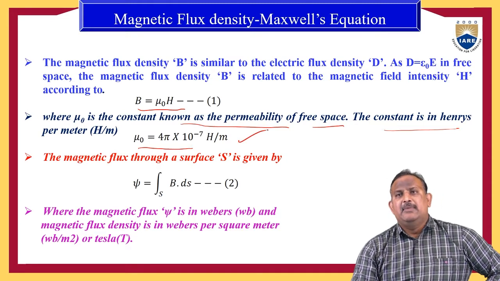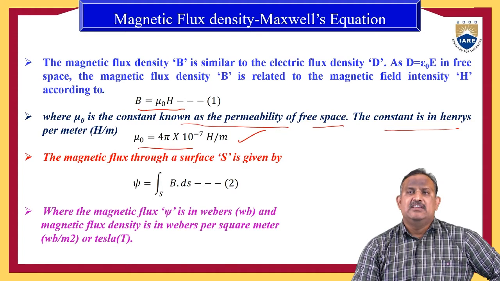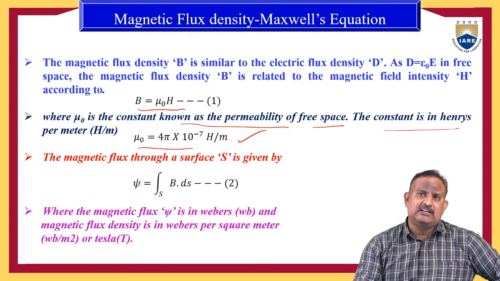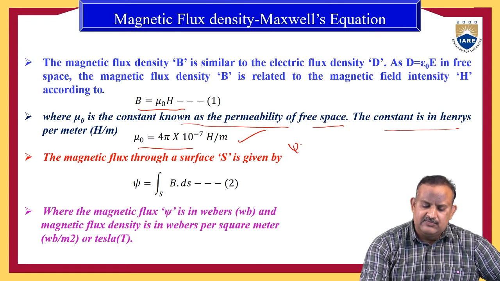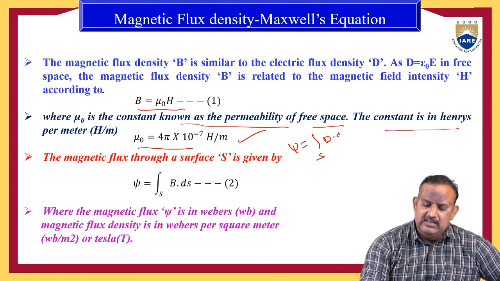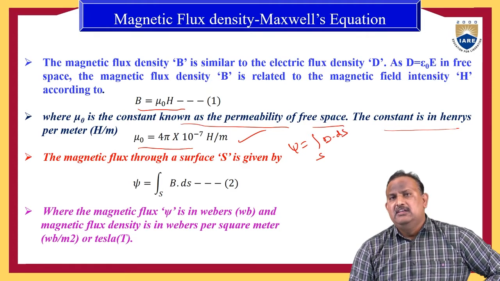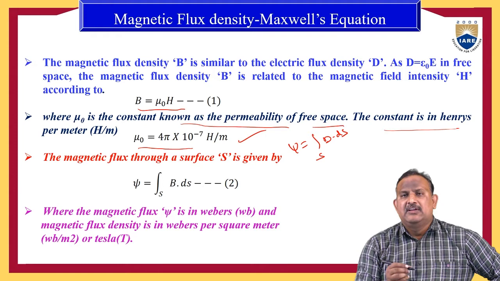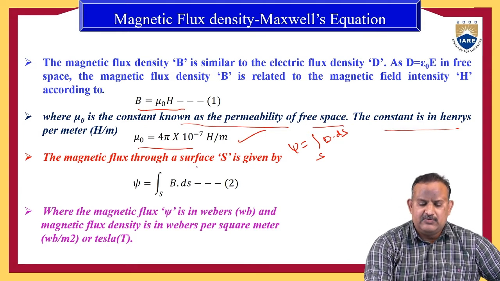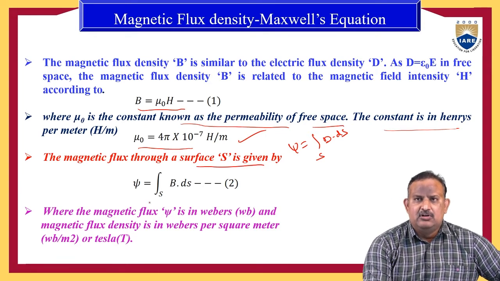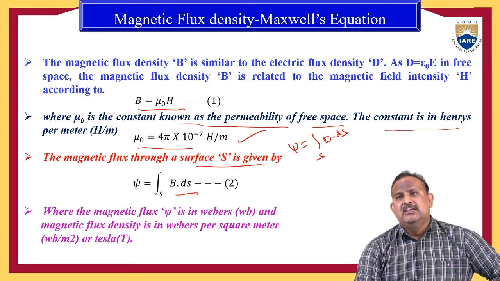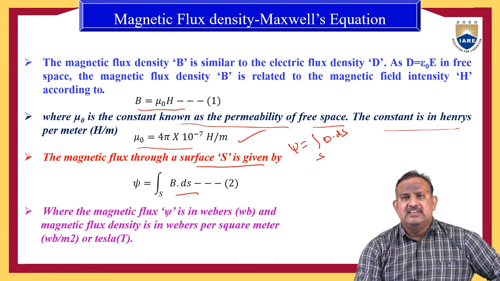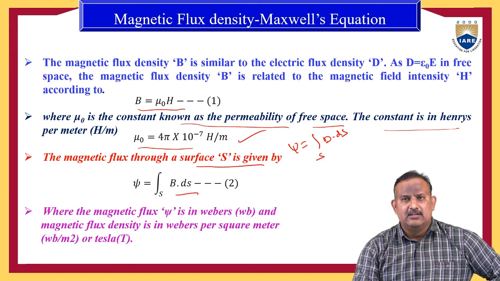Here the magnetic flux through a surface S is defined similarly to the electric flux. In electric flux we defined the electric flux psi as the surface integral of D into dS. Similarly, the magnetic flux through a surface S is given by psi is equal to the surface integral of B into dS, where the magnetic flux psi is in Webers and the magnetic flux density is in Webers per square meter, or we can call it a Tesla.